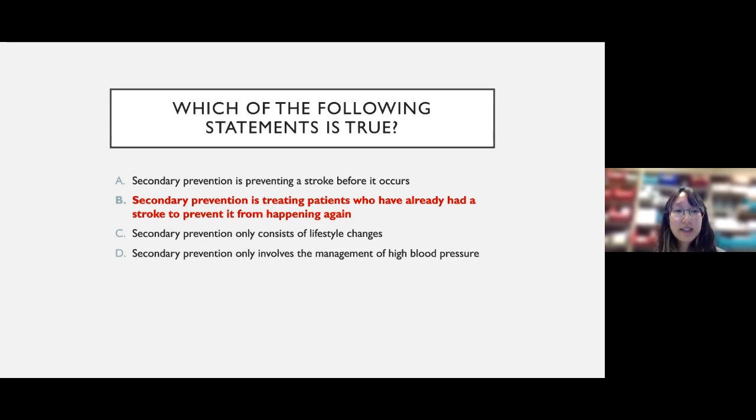And choice C states secondary prevention only consists of lifestyle changes, which is not true because it does not consist of only that. And choice D states secondary prevention only involves the management of high blood pressure, which is false because it does not involve only that.